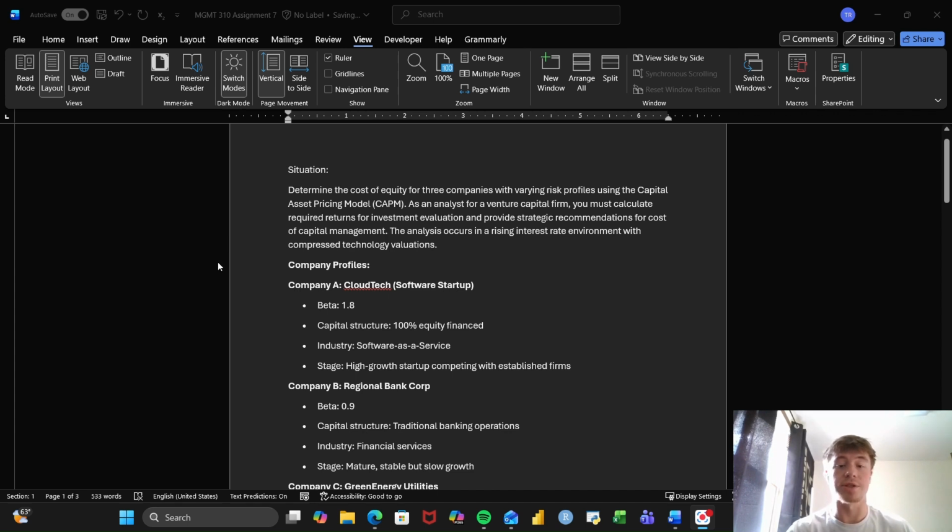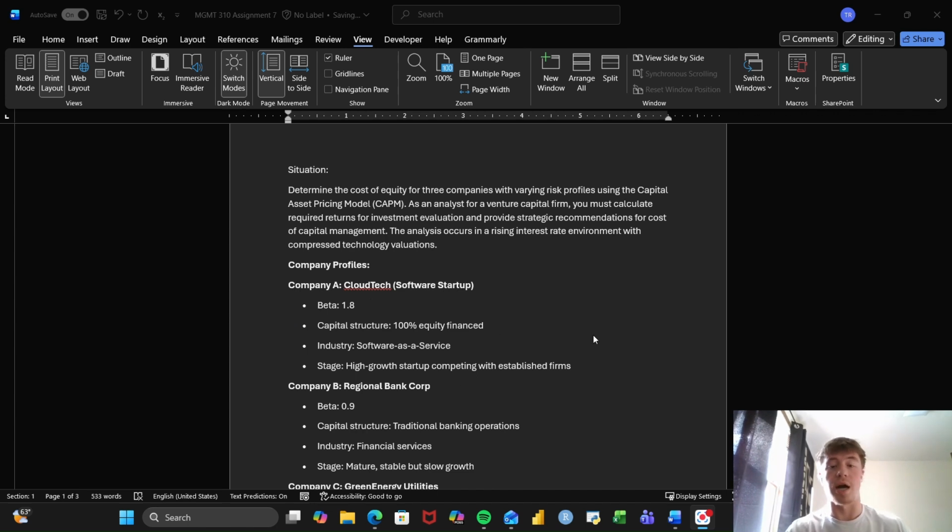So first we have Cloud Tech, a software company, and we are given a few different measurements. So first is beta, or the volatility, so how it moves with the market. 1.8 beta is pretty volatile. It is more volatile than the market average, which would be about a 1.